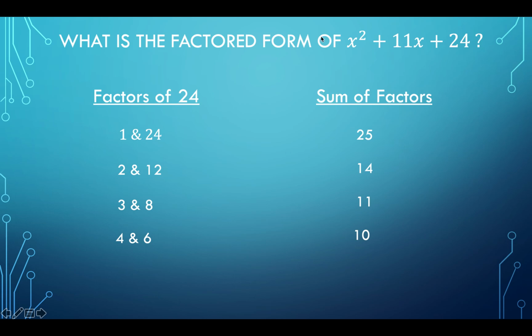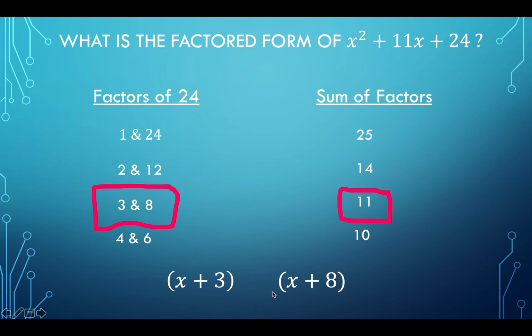So, out of all these factors that are listed here, which set of them is going to give me a sum of 11? Well, 3 and 8 will give me 11. So my factored form is x plus 3 times x plus 8. Remember, x is always going to be the first term in the parentheses, and it's going to be both plus here, or both positive. Why? Because it's positive 11x and positive 24.